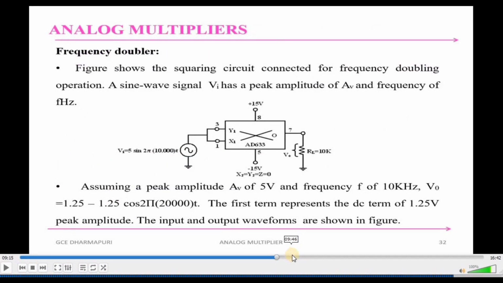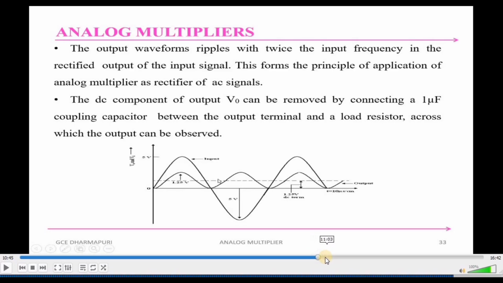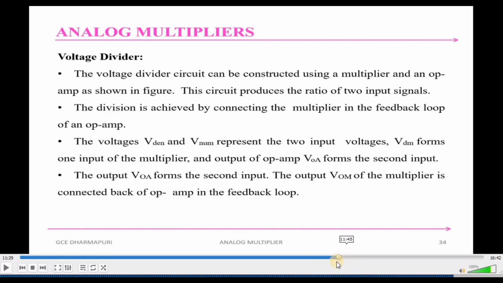So next, let me go for another application, which is nothing but the voltage divider. The voltage divider circuit can be constructed using a multiplier and an op-amp circuit. We will show that circuit. This circuit will produce a ratio of 2 inputs. The division is achieved by connecting the multiplier in the feedback loop.